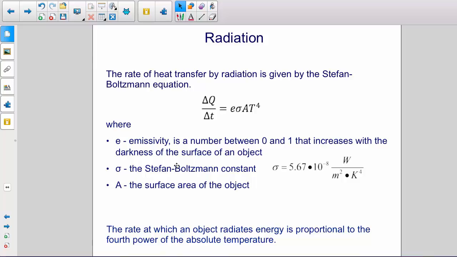transfer from radiation. The constant sigma is called the Stefan-Boltzmann constant, and here it's given by 5.67 times 10 to the negative 8 watts per meter squared per Kelvin to the fourth. And of course, as we've already mentioned, the A is the surface area of the object. So the important thing to remember here is the rate at which an object radiates energy is proportional to the fourth power of the absolute temperature of the object.